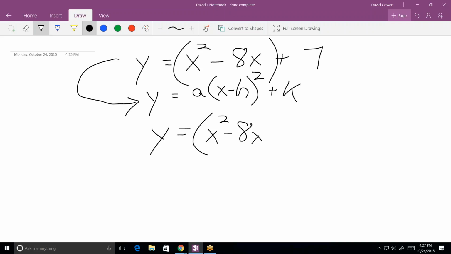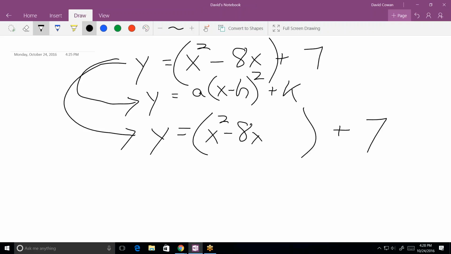Leave space to complete the square and put your plus 7 out there. Again, make sure you do not change anything going from one format to the other. In other words, I'm not changing the equation, I'm just manipulating. Okay, now, do you remember the completing the square process?